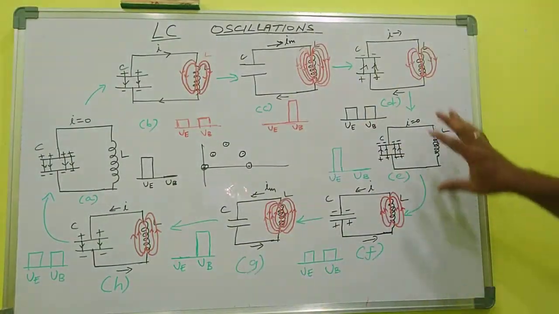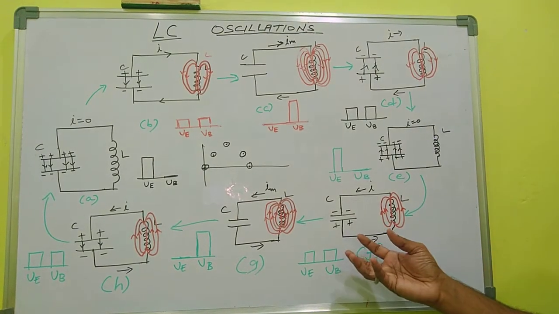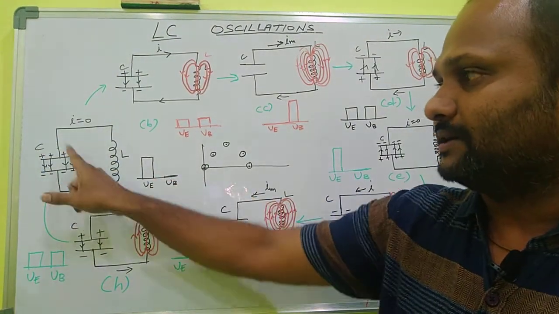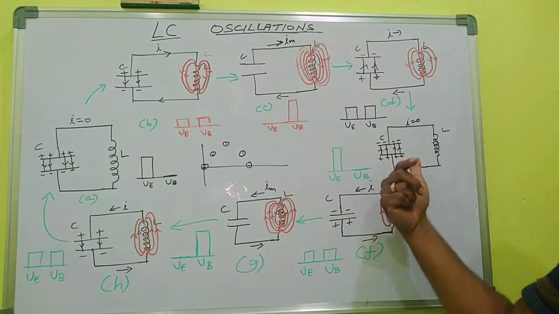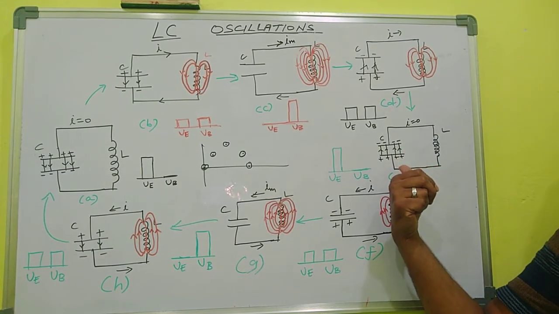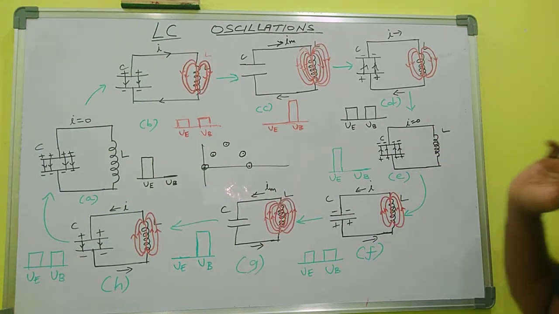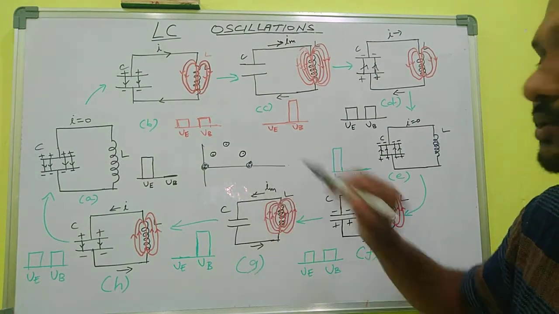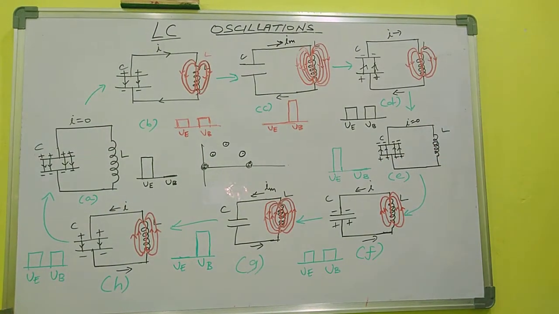Okay. The next step. Look at this step. This step is similar to the first step. In the first step the capacitor is fully charged. Here also the capacitor is fully charged, but the only difference is that the capacitor is oppositely charged. Remaining all things are the same. Here also current is 0, here also current is 0. But the only difference is that the capacitor is charged in the opposite direction.